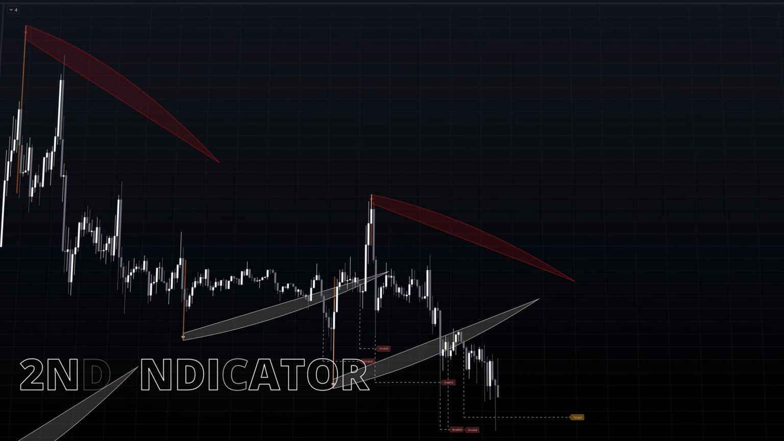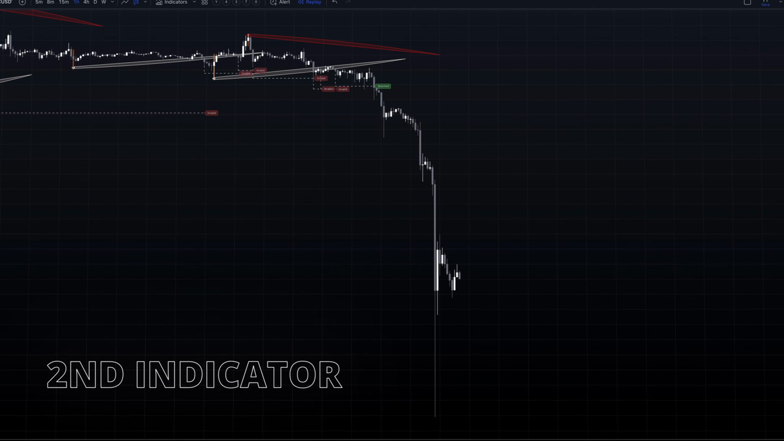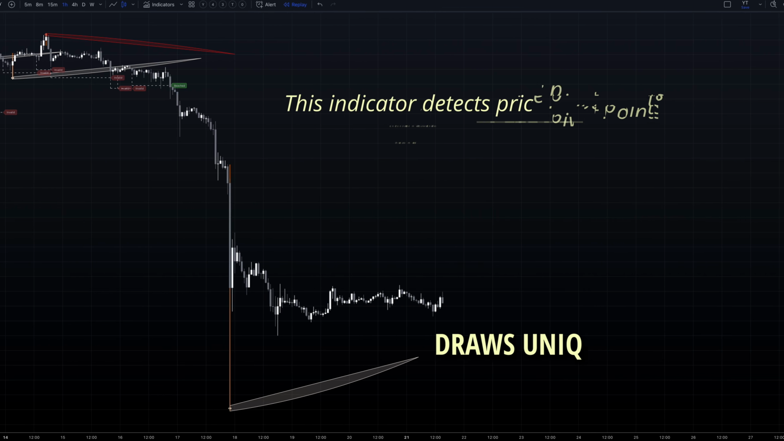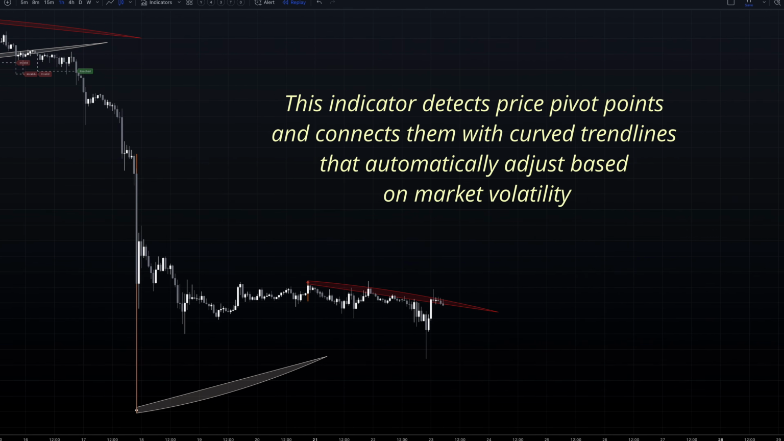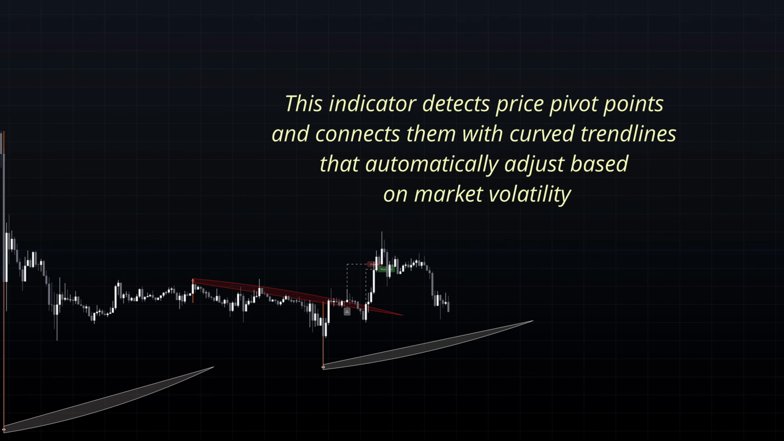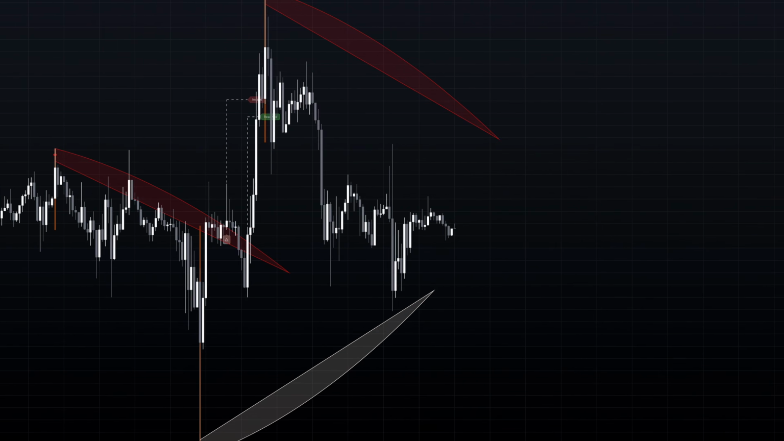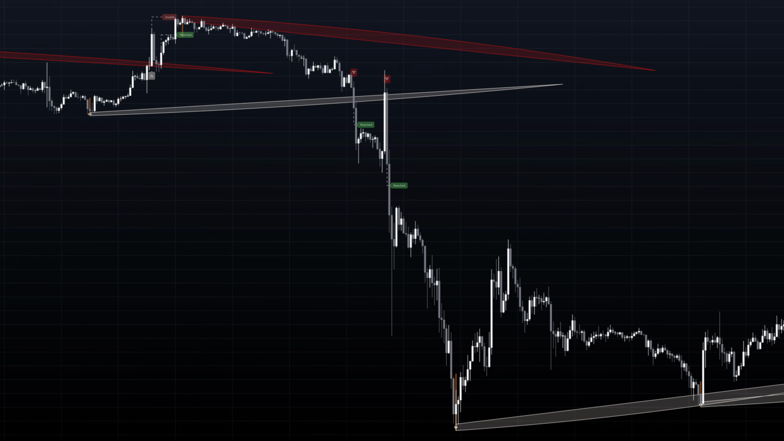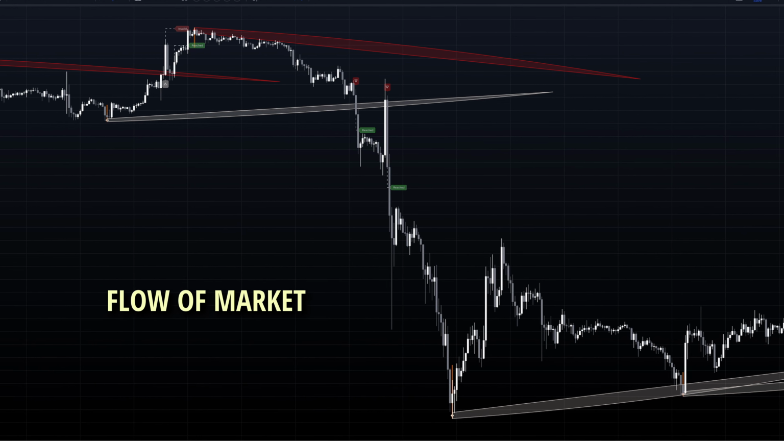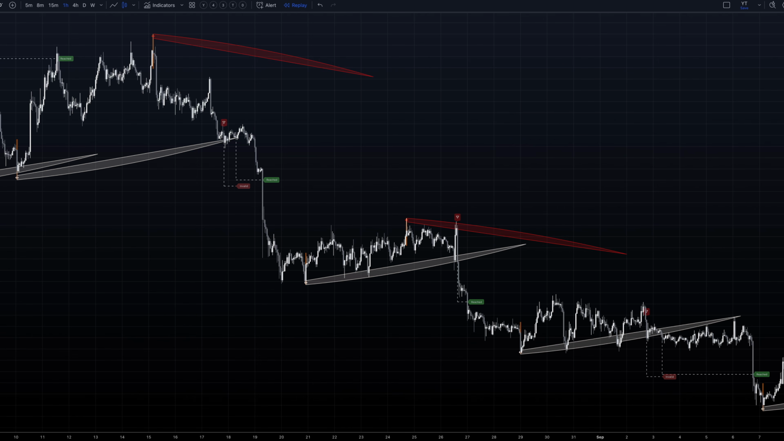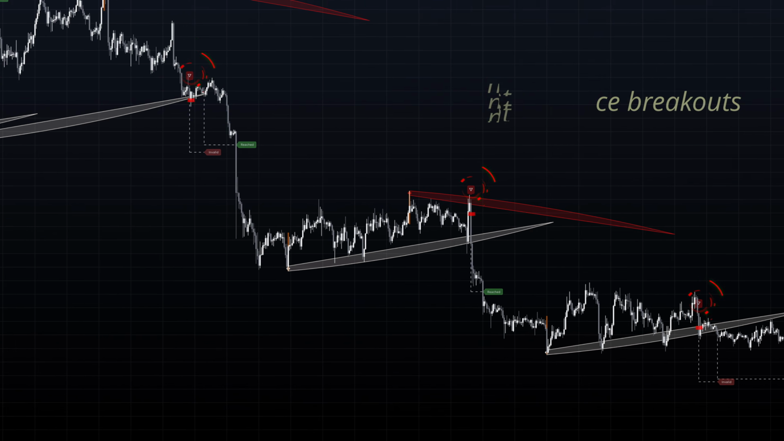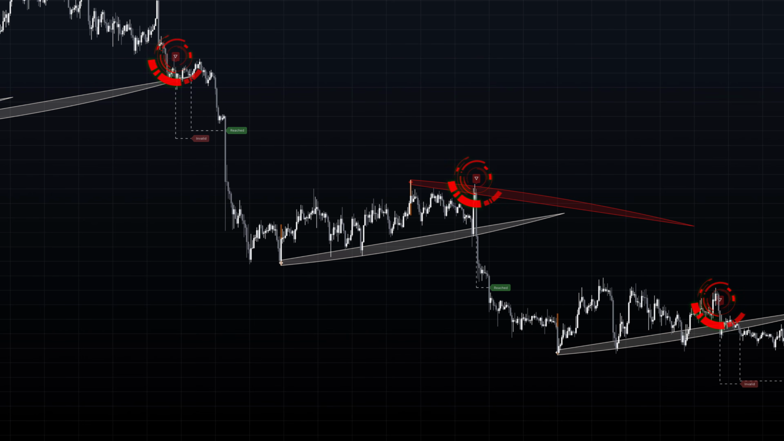Our next indicator is designed to provide a fresh perspective on market trends. It automatically detects pivot points in price action and draws unique curved trend lines, resembling scythes or blades, that adapt dynamically to market volatility. This curvature is calculated using the average true range, or ATR, which helps reflect the natural ebb and flow of market volatility. Another key feature of the script is its ability to detect breakouts automatically. It identifies when price action moves beyond the curved trend lines, signaling potential trend reversals.